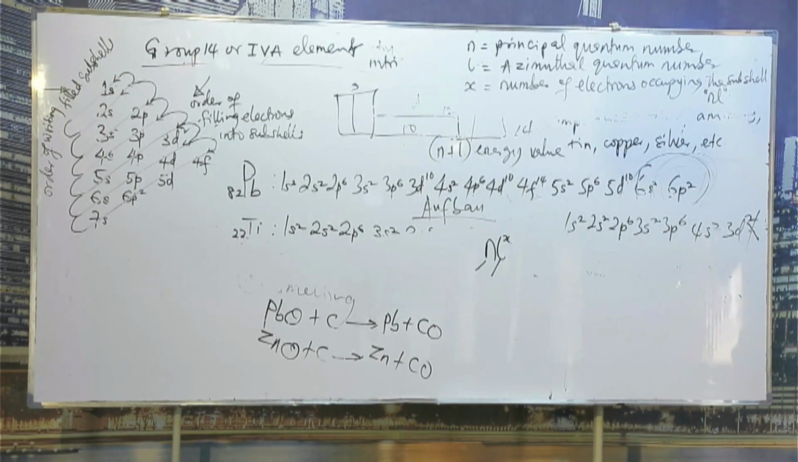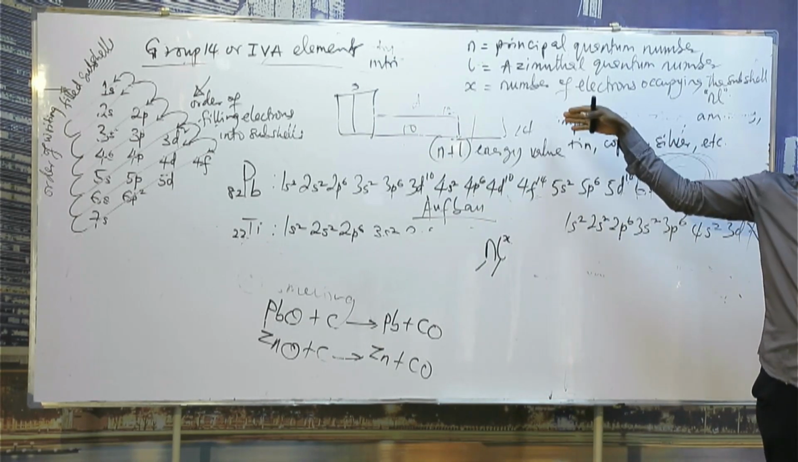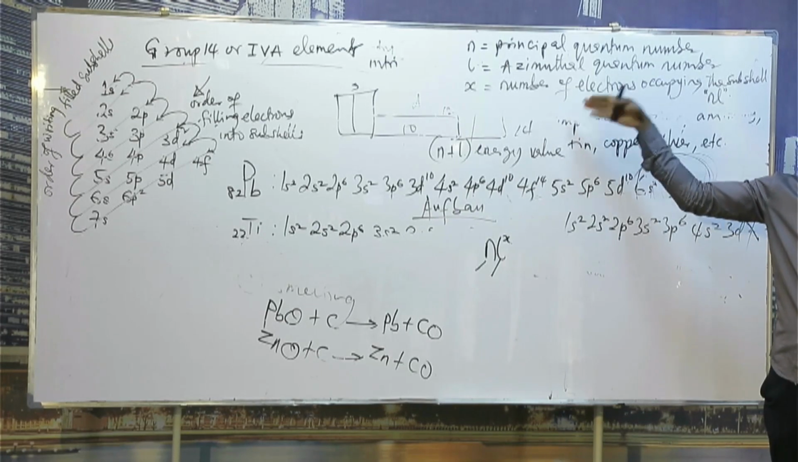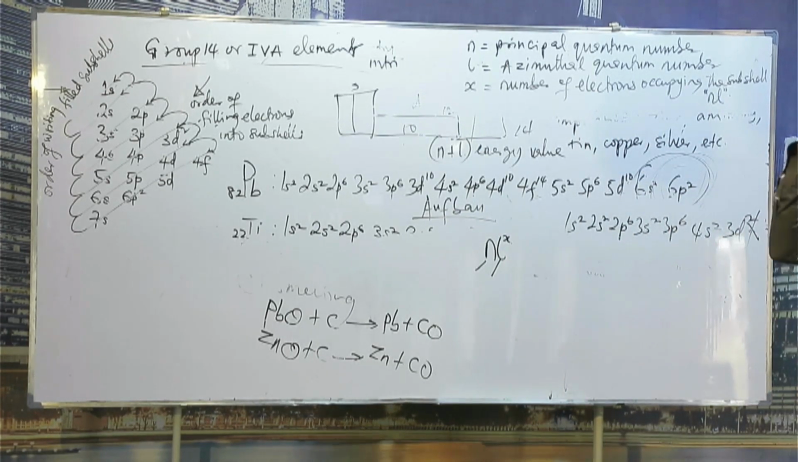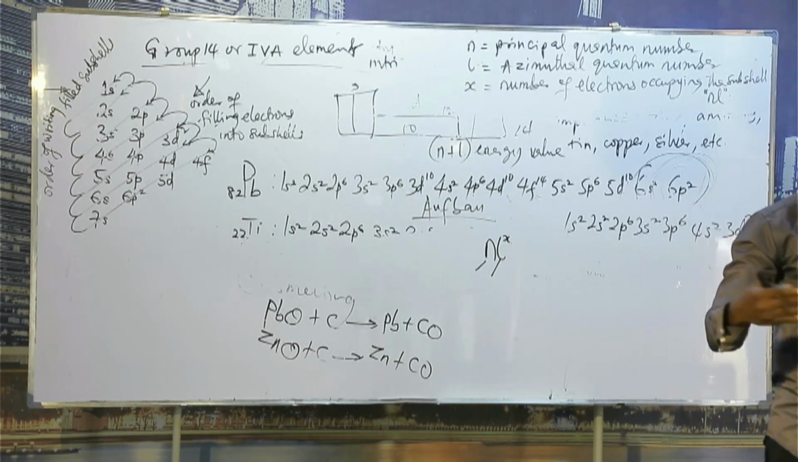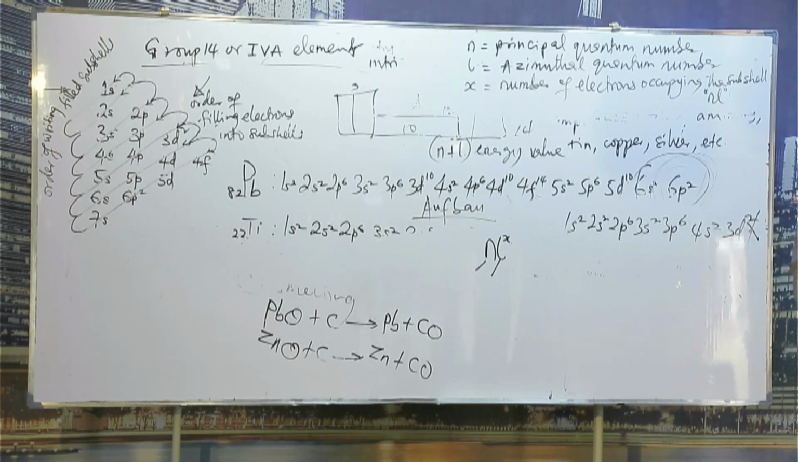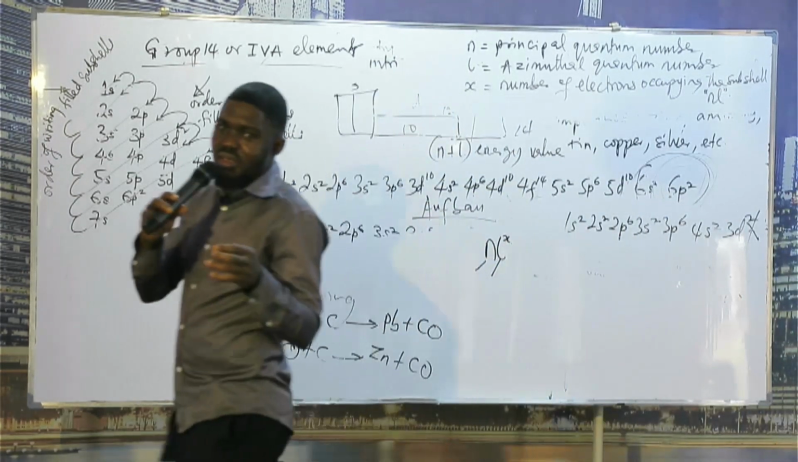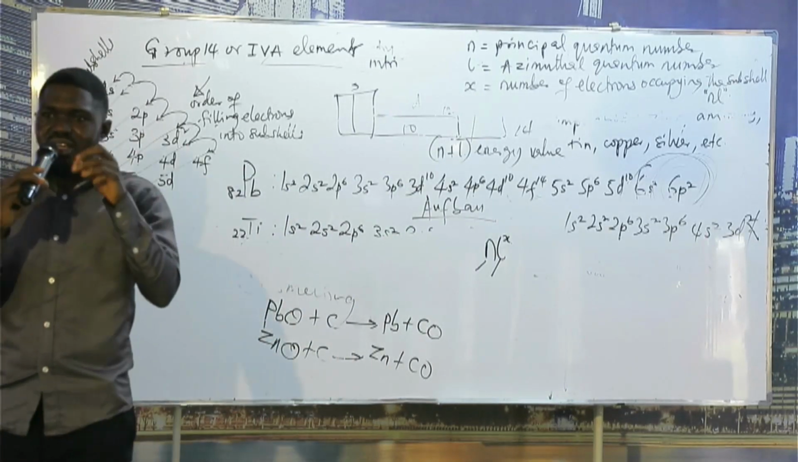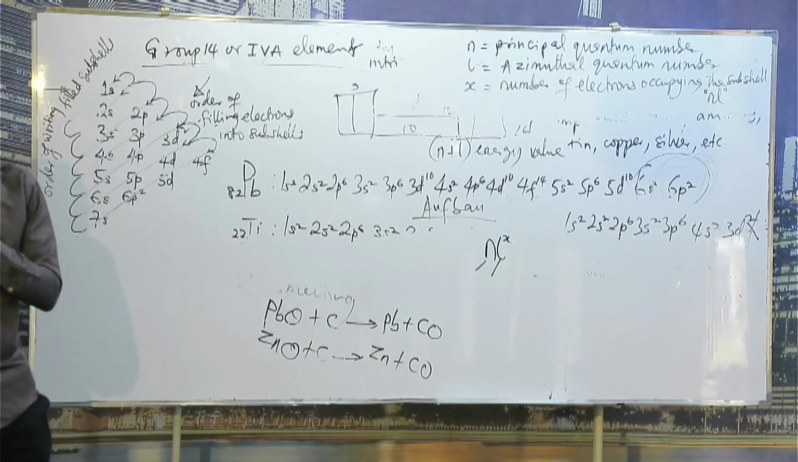Now, given time, I would have led into the real history of how these things came about, how Bohr introduced the concept of principal quantum number, which was later rejected because it failed to satisfy some conditions. It failed to explain certain natural phenomena.